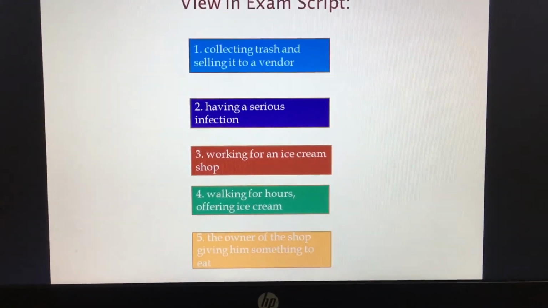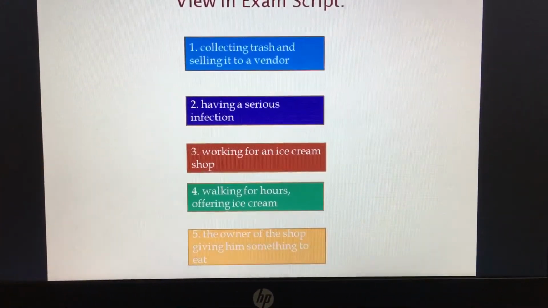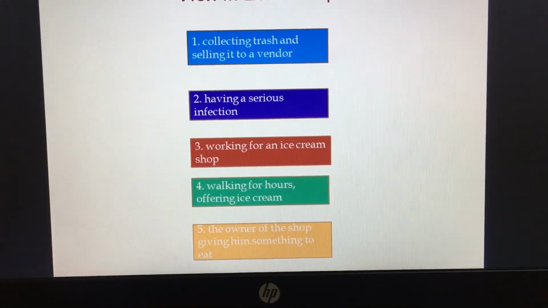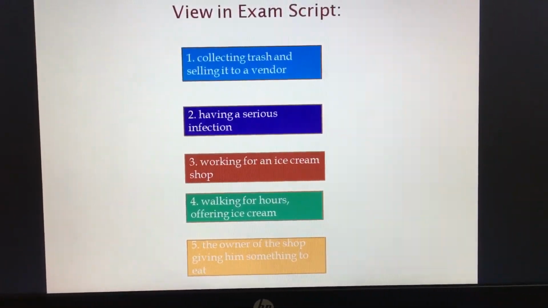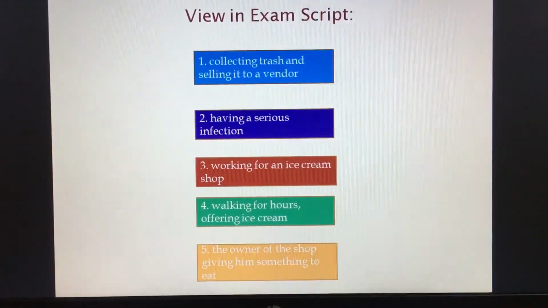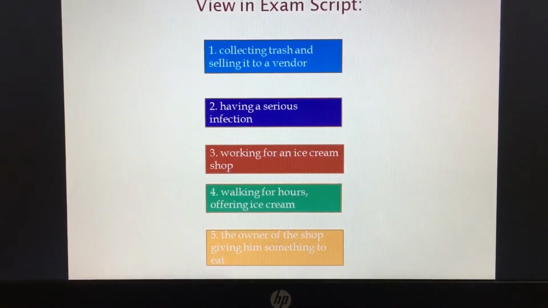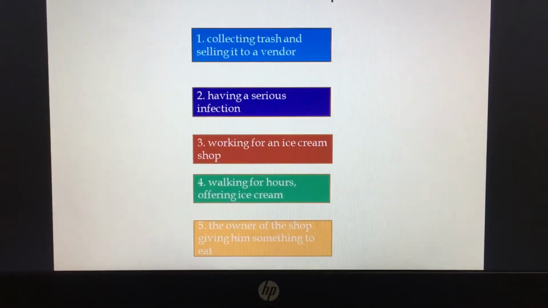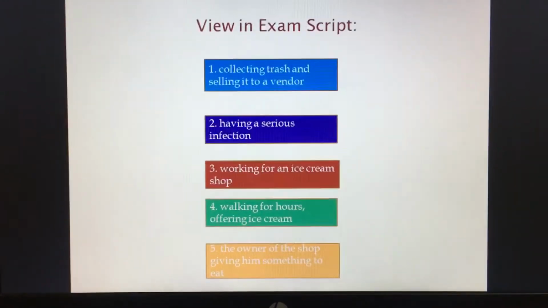Look at the answers. First box, collecting trash and selling it to a vendor. Next one, having a serious infection. Then working for an ice cream shop. Walking for hours, offering an ice cream. And the last one, the owner of the shop giving him something to eat. So this is the information that I have made from the sentences taken from the extract. If you do this, I hope that you will get good marks in the exam.